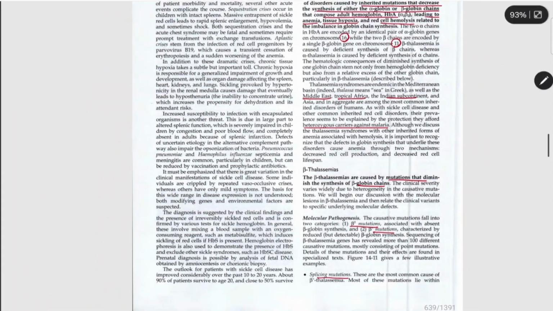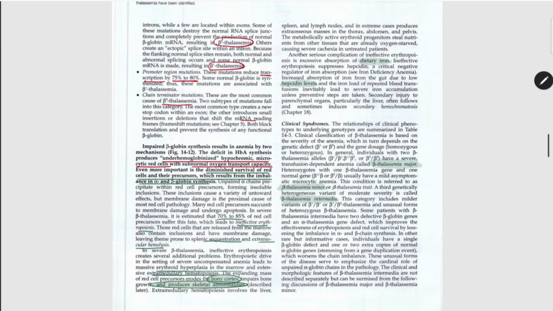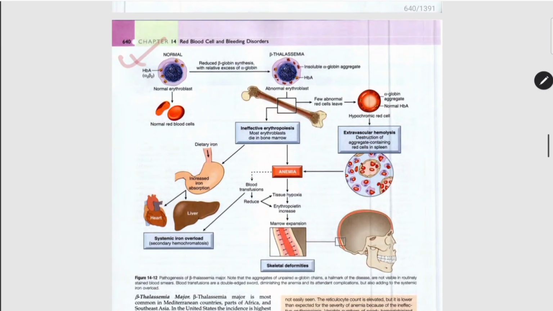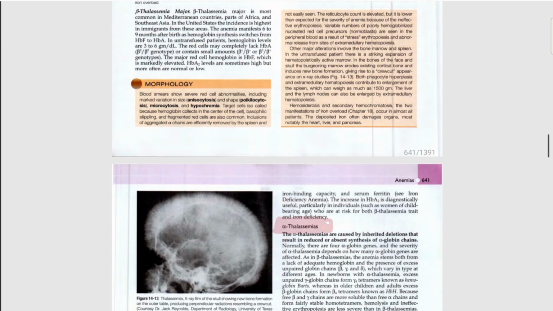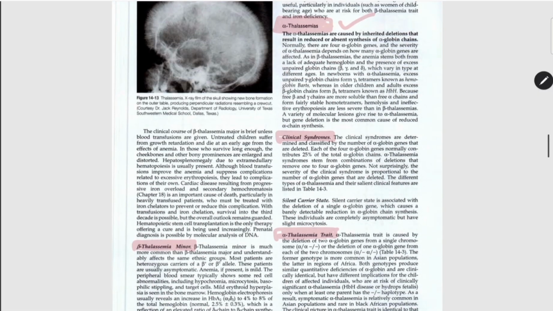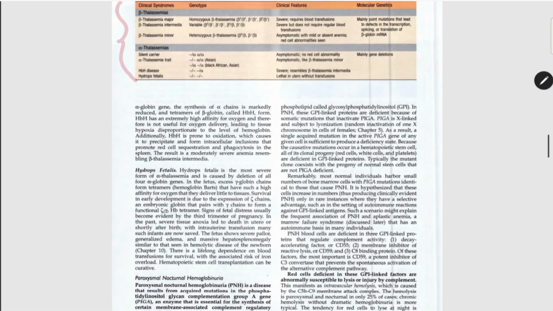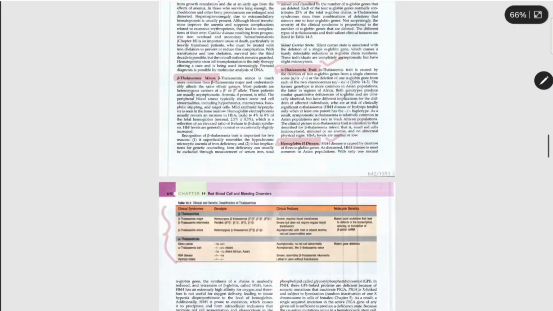So that is all about thalassemia. Now you can go and read the same chapter from Robbins. I have included most of the information from the book, and I have tried to make it as simple as possible. So just go and check it out. And that was all about thalassemia.